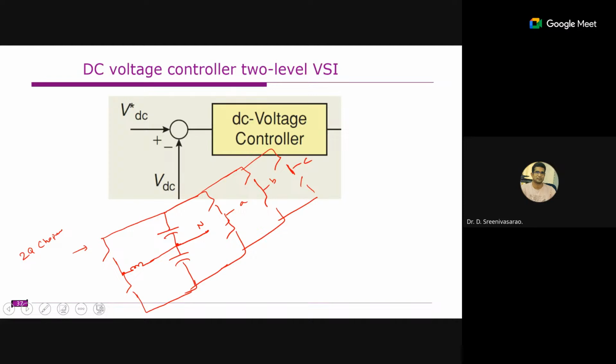The operation is fairly simple. Let us assume that this is excess charge. Let us assume you need to maintain 700 volts here. Ideally this is supposed to be 350 volts, and this is also supposed to be 350 volts. Somehow this has excess charge. Let us assume this becomes 360 volts, and this becomes just 340 volts.